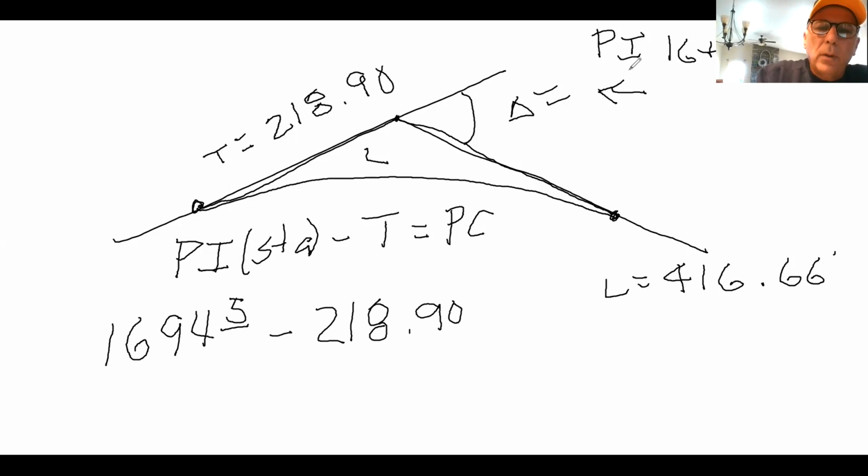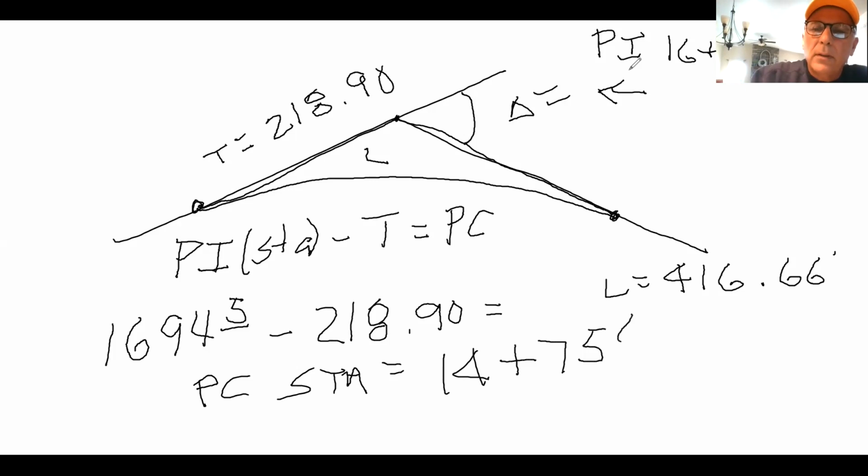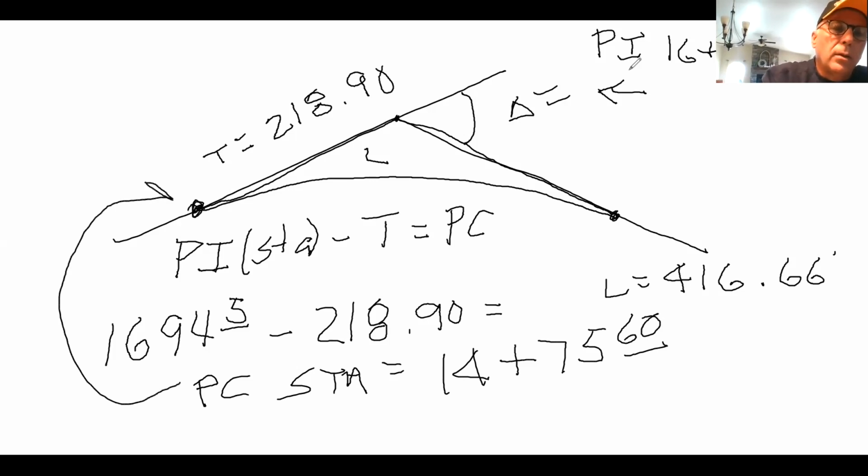Therefore, my PC station is equal to 1475.60, or 14 plus 75.60. That is going to be the station at this point right here. That is the station for the PC of this calculation.